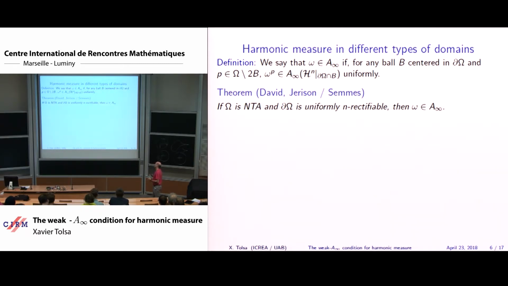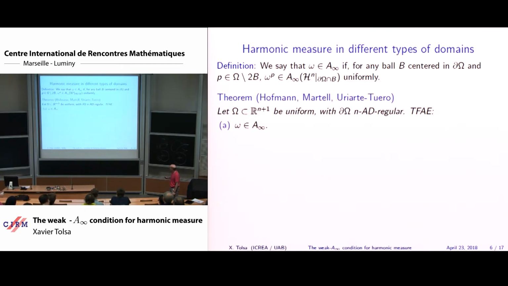We need a quantitative notion of rectifiability in the same way as the A infinity condition is quantitative, right? So this is the right thing we should have. Roughly speaking, this can be understood as a generalization of the Ahlfors theorem, right? Because NTA with this condition is more general than Lipschitz domain. And now we have another theorem due to Hofmann, Martell, and Uriarte-Tuero that is a bit more general.